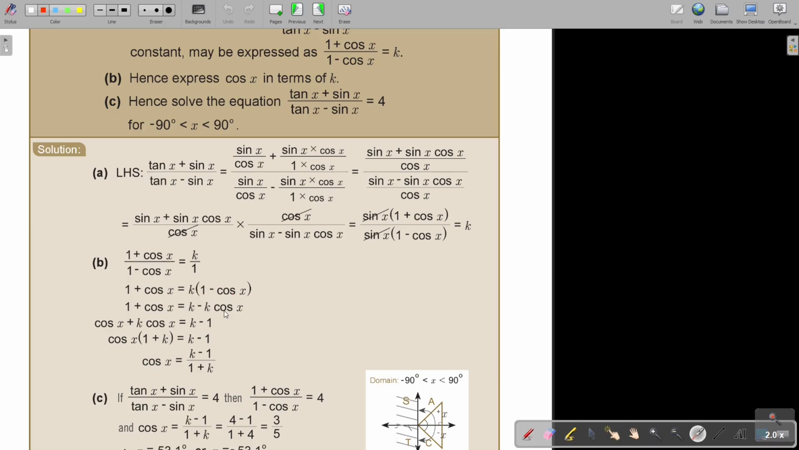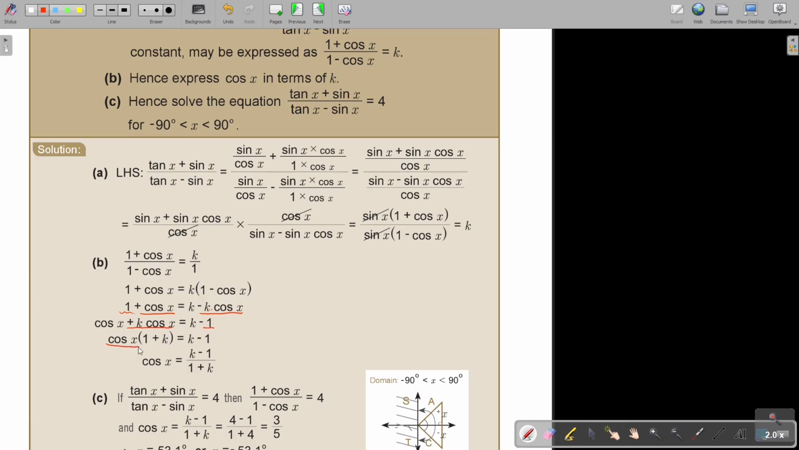Now I want to express it in terms of k, so I just want to hence express cos x. I must make cos x the subject. So take your terms with cos x. Do you see it? There is a cos x, there is a cos x, and I'm taking them to the same side. So I take that one over, and then I take this one over there.